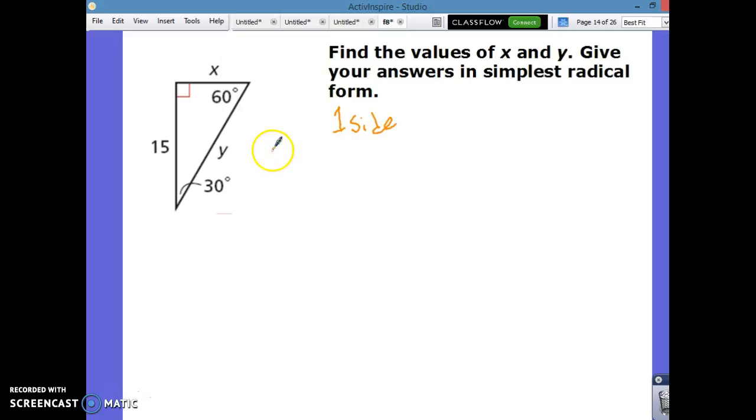Yes, Malik. X is going to be 1. Why? Because the 30 is across from the 60. Because across from the 30 is always 1.